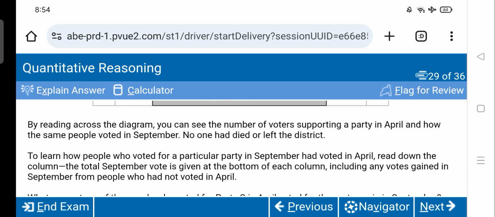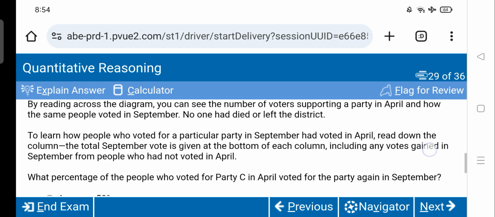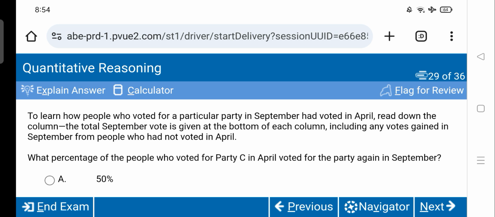By reading across the diagram, you can see the number of voters supporting a party in April and how the same people voted in September. No one had died or left the district. To learn how people who voted for a particular party in September had voted in April, read down the column. The total September vote is given at the bottom of each column, including any votes gained in September from people who had not voted in April.